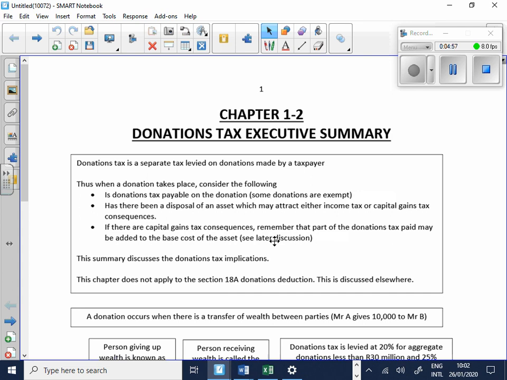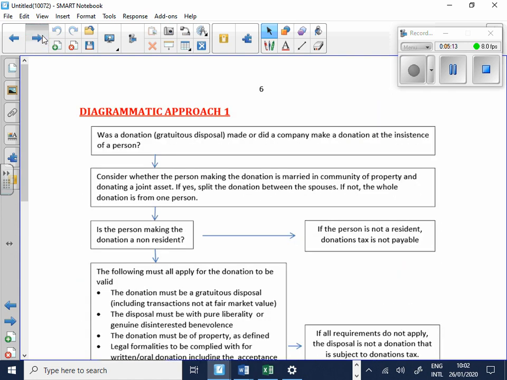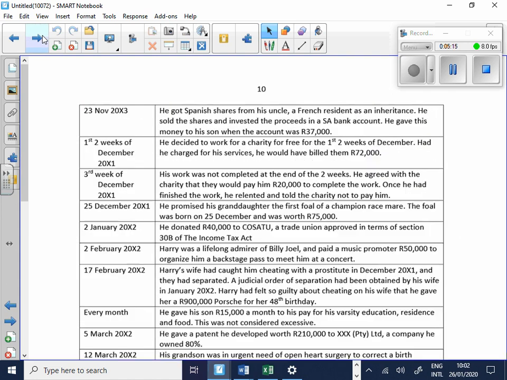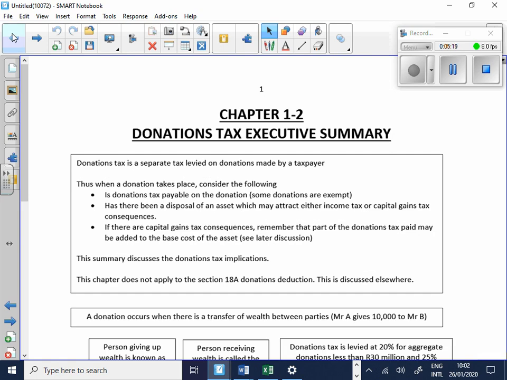Does everybody understand that? You don't have time to go back and actually look at a detailed chapter that's 40 pages long. Normally, with an executive summary like this, there will be a summary, and right at the back of it, there's going to be a detailed example. You'll see that there's a detailed example. And this is what you should be using to pass your exam.